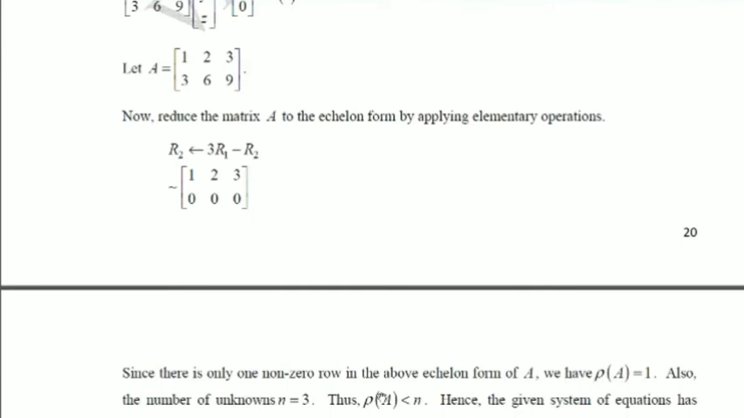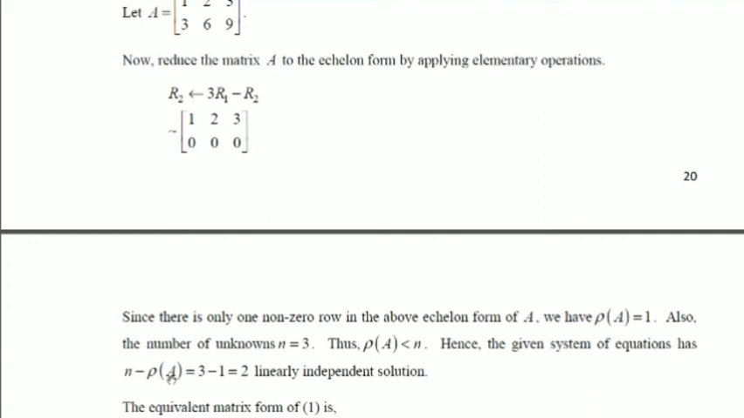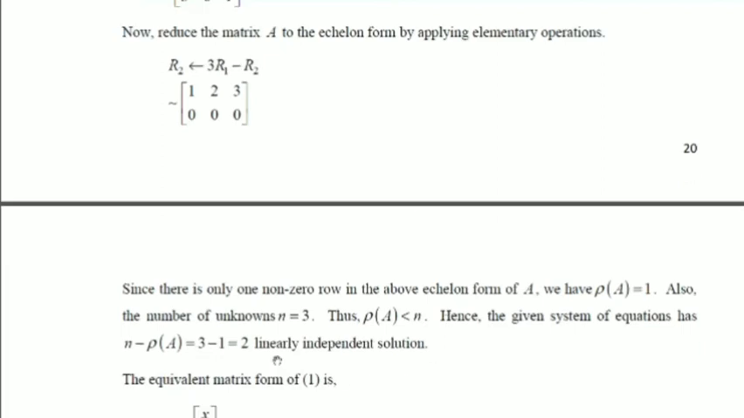But how many unknowns were there? 3 unknowns, x, y, z. Therefore the rank is less than the number of unknowns. Hence the given system of equations has n minus rank of A linearly independent solutions, where n is 3, the number of unknowns, minus the rank, which is 1. 3 minus 1 equals 2 linearly independent solutions. Remember, the system has infinitely many non-trivial solutions, and those can be obtained by a combination of these two linearly independent solutions.